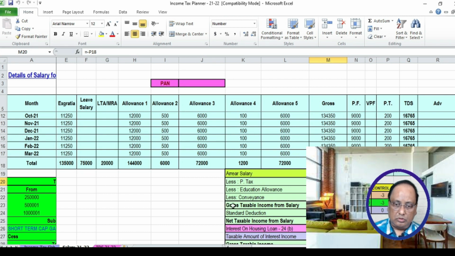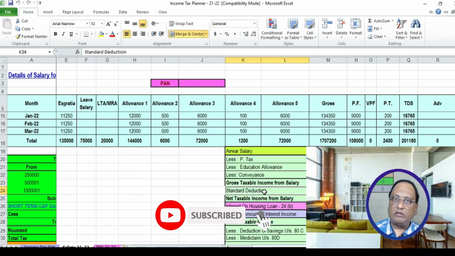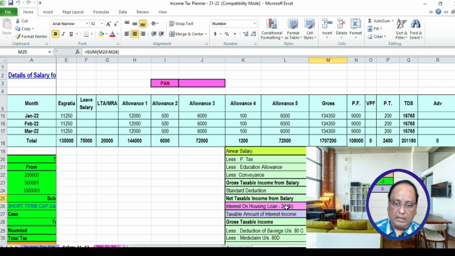So now education allowance, conveyance allowance, total taxable income on salary, net of the deduction from salary, that is our standard deduction, that is 50,000 rupees. So net taxable income is coming. I have given the provision of 2 lakhs rupees for interest on housing. Everybody is getting it, so you can put your actual over here. I have taken the full amount, that is 2 lakhs rupees.